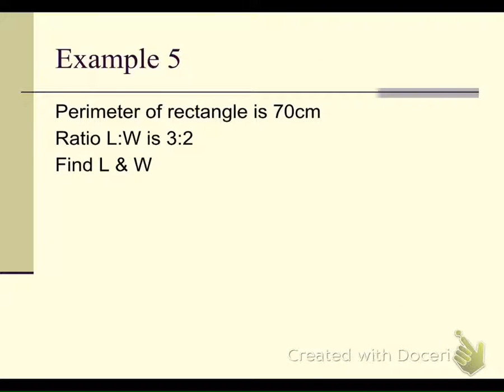My first step with this would be to draw a picture. I now have a rectangle because we have a perimeter of a rectangle. We know we have length. I'll label it length, width. Okay, so what is the formula for perimeter? Does anybody remember the formula for perimeter?